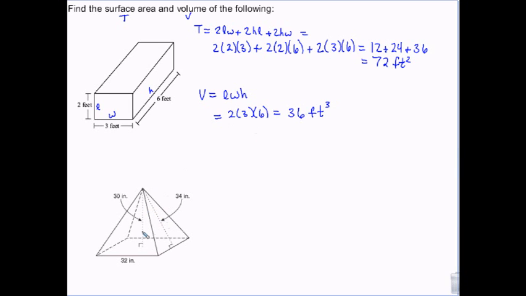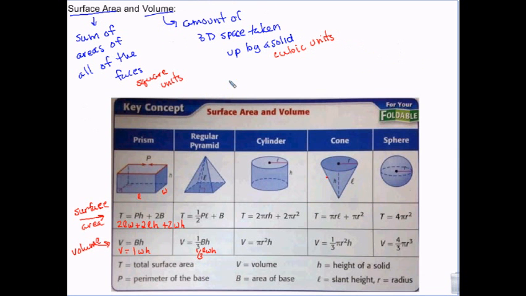All right, there's a dotted line going down here. Can you guys see it? It's kind of faint. That's the height. Okay, and then this is the slant height. And then that's the base. And so our surface area was 1/2 the perimeter times the slant height plus the area of the base.